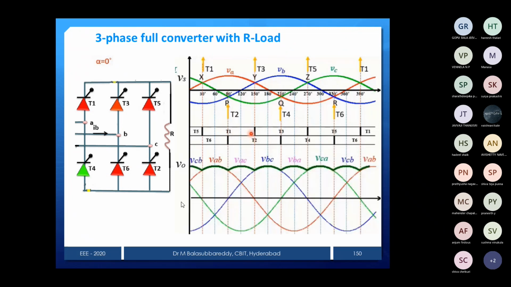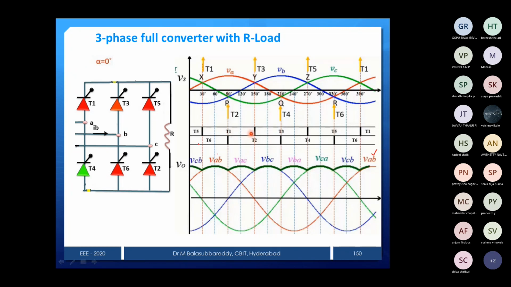Now we have to draw the line to line voltages. As I said earlier, line to line voltages are shifted by 30 degrees. Once you shift that by 30 degrees, then you can draw AB, AC, BC, BA, CA, CB and again AB. The cycle is going to repeat. This is the case of line to line voltages. Now we have to draw the output voltage waveform. How will you draw? It is very simple logic, even when compared to a semi converter, this is very simple.